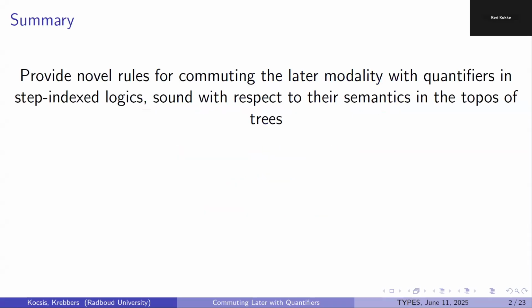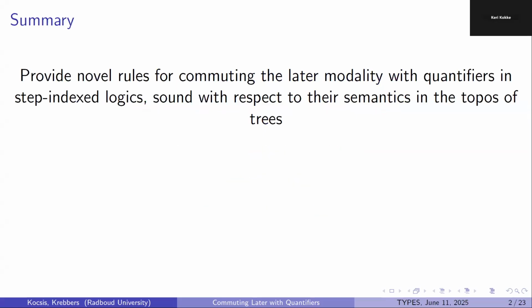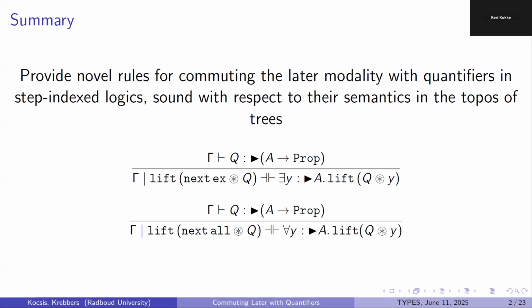This is a very, in some sense, very simple little result. In summary, in one sentence, I can summarize what we did. This is joint work with Robbert Krebbers. What we did was provide some new rules for commuting the later modality with quantifiers, and this rule is sound with respect to the semantics in the topos of trees. And if you know what these words mean, then you will understand these rules.